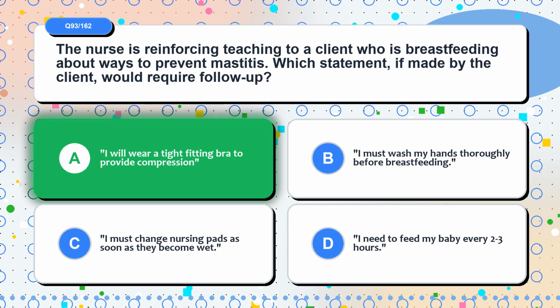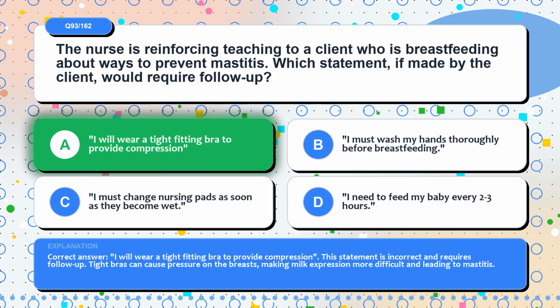The correct answer is option A. I will wear a tight-fitting bra to provide compression. This statement is incorrect and requires follow-up. Tight bras can cause pressure on the breasts, making milk expression more difficult and leading to mastitis.